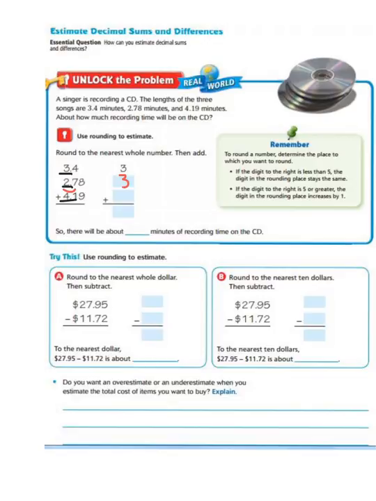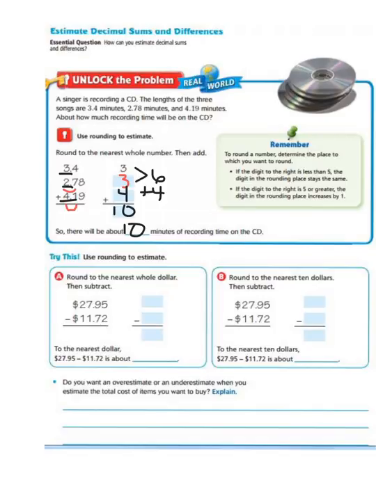Then we have our 4. When we look to the right, we see that the digit is 1. And it says if the digit to the right is less than 5, then we let it rest. So we see that 1 is less than 5, so our 4 stays the same. So when we add those together, we know that 3 plus 3 equals 6, and 6 plus 4 equals 10. So there will be about 10 minutes of recording time on the CD.